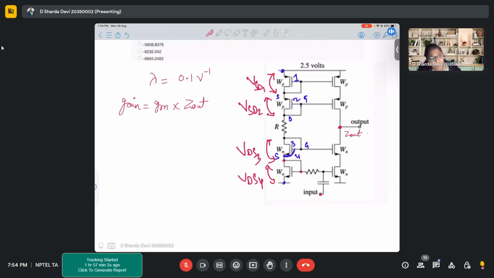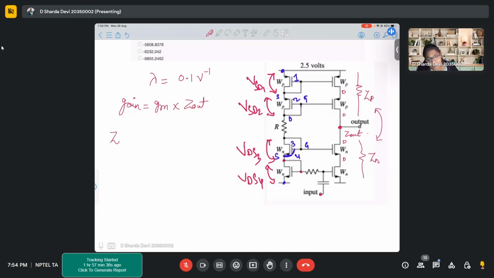There are two PMOSes underneath, drain node ke saath connected hai, and ye bhi drain connected hai. So there are two NMOSes underneath and two PMOSes above. So iska ek resistance aayega ZP, iska ek resistance aayega ZN. And these two will again come in parallel. So that is the idea. So what is the value of ZP?